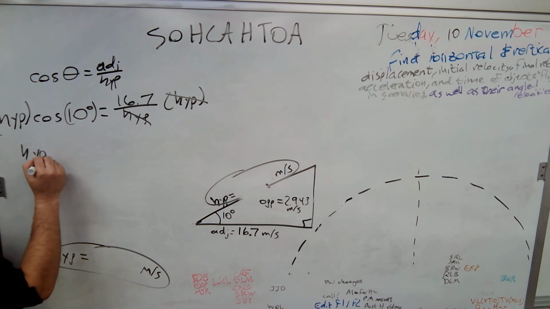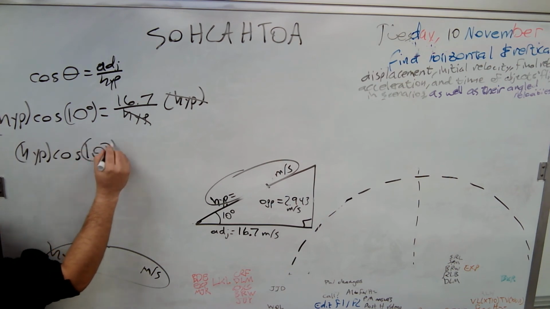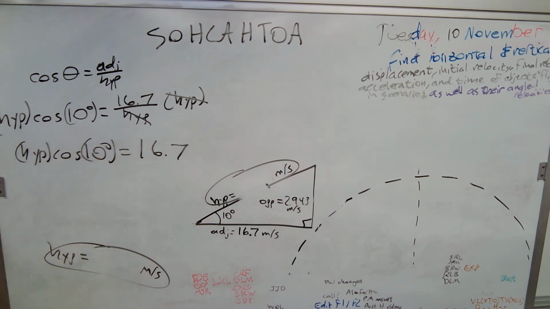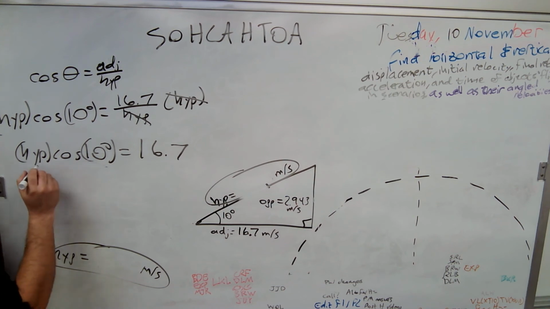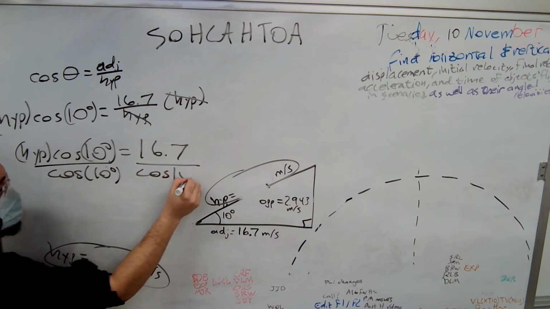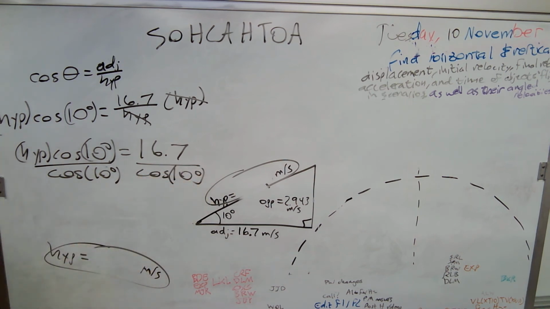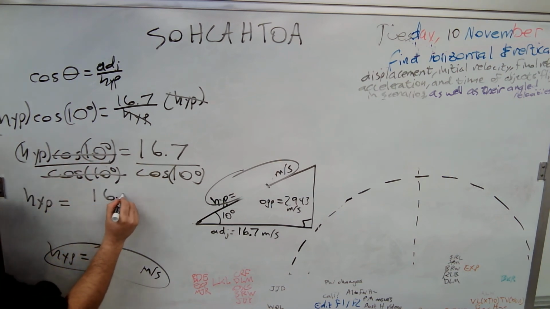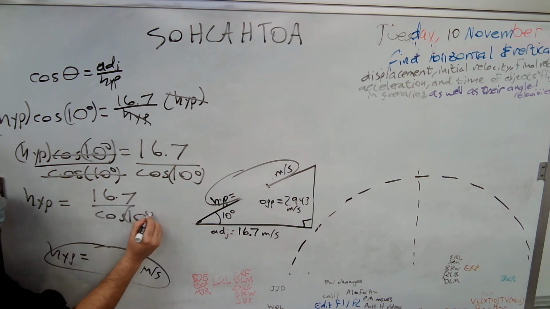So now I've got hypotenuse times cosine of 10 equals 16.7. Now that those canceled, that's what I got. And I'm almost done. I want it to say hypotenuse equals, like it does down there. Right now, it's got that cosine of 10 on this side. I just want it to say hypotenuse, so I've got to make that cancel. Since it says hypotenuse times cosine of 10, I'll divide both sides by cosine of 10. Those cancel now, so now I've got hypotenuse equals 16.7 divided by cosine of 10.